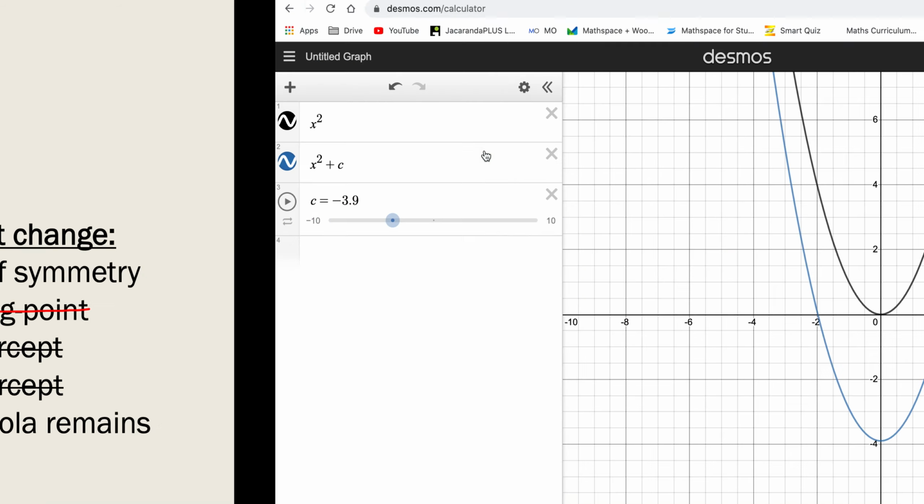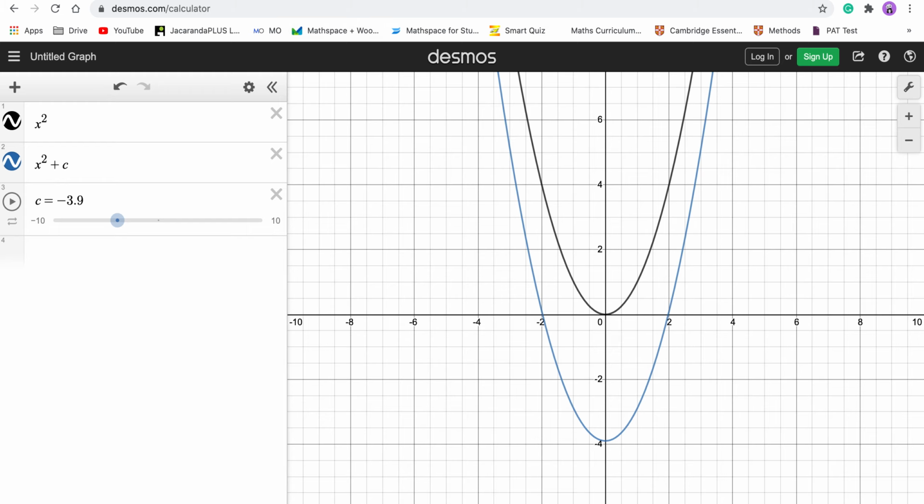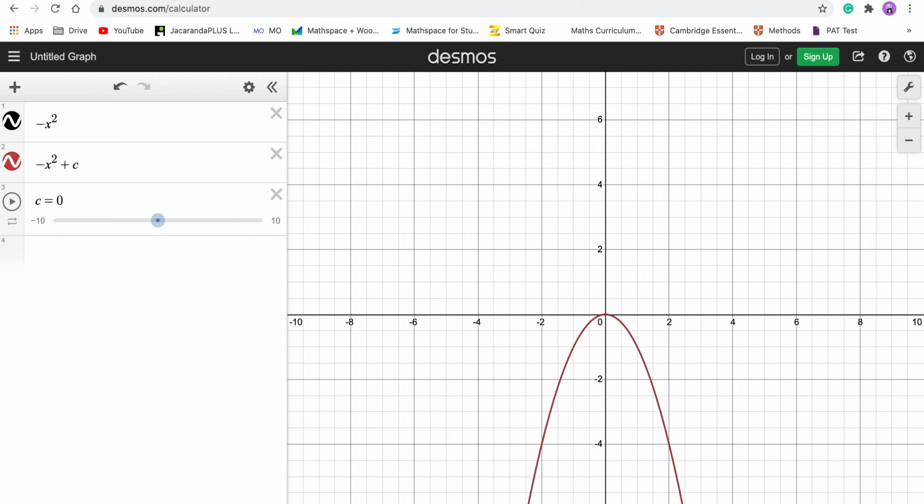Wonderful. I just wanted to do another example and show you, in this case, what I have here. I have my inverted parabola, so minus x squared, okay? And I want to show you what happens if c increases. What do you think is going to happen? Is it going to go upwards or downwards? As c increases, it goes upwards.